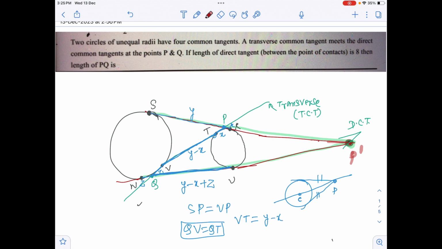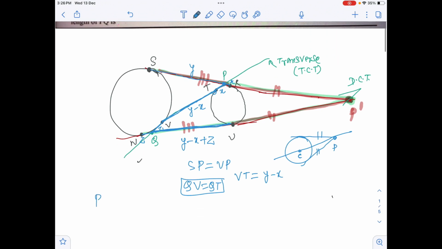So again, the distance of P dash from the first circle is equal, and the distance of P dash from the second circle is equal. Hence, this distance will also be the same, right? So that gives us a very interesting result: PS equals WB.